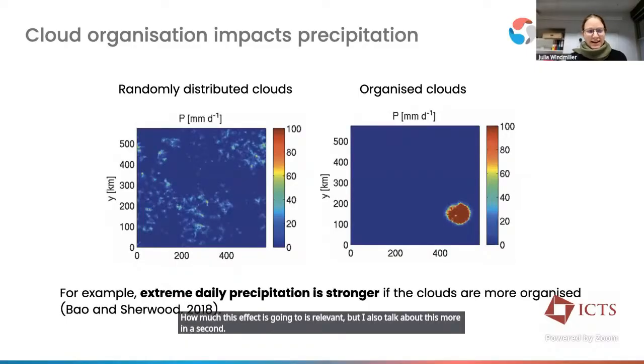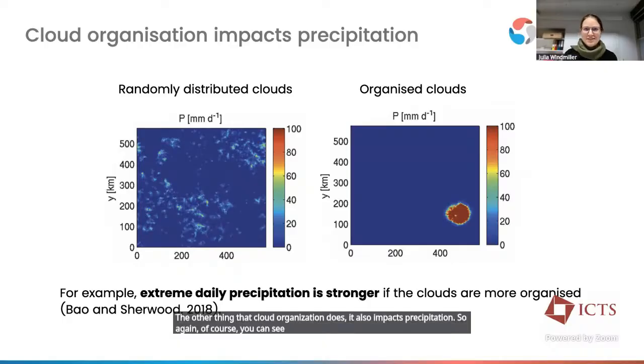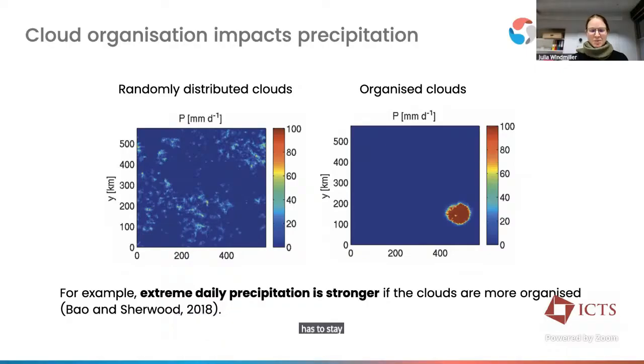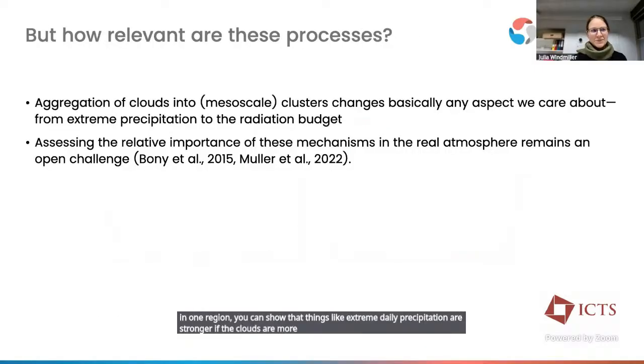The other thing that cloud organization does is it also impacts precipitation. So again, of course, you can see that it impacts the distribution of precipitation. But what actually happens in these simulations, the way they are set up, is that the total amount of precipitation has to stay the same. But because they aggregate all the precipitation in one region, you can show that things like extreme daily precipitation are stronger if the clouds are more organized.